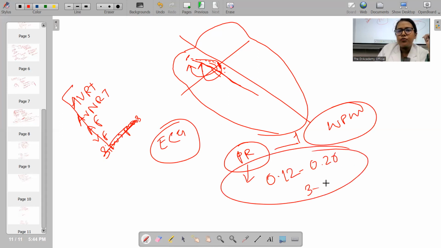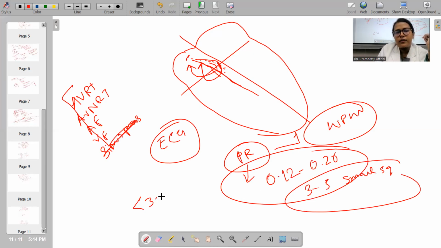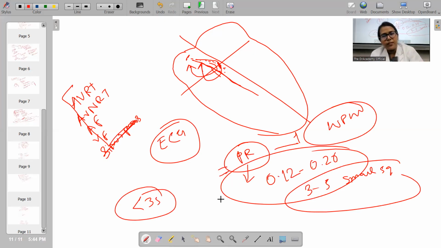The PR interval is usually 0.12 to 0.20 second, so maybe 3 to 5 small squares. This is the normal duration, okay? So if this is less than 3 small squares, then this is a short PR interval. And there is only one indication for a short PR interval, and that is WPW. The reason why I'm talking so much about this is because I actually had a WPW type B ECG in my MRCP Part 2 written examination.